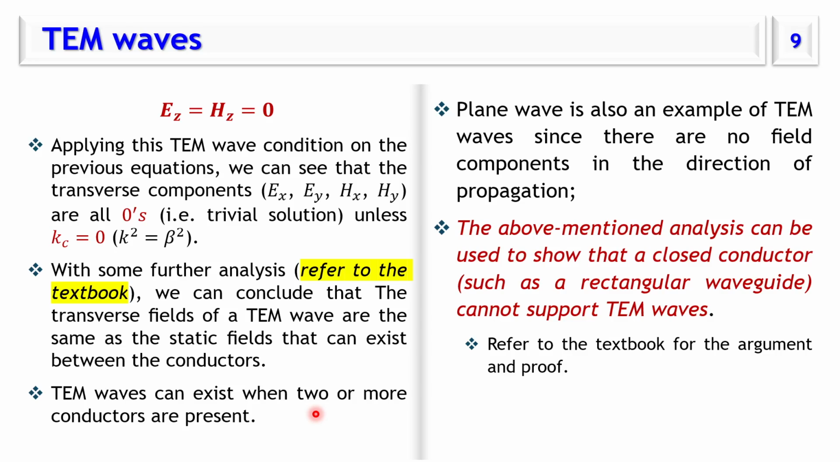Plane wave also is an example of transverse electromagnetic waves, and we studied this in 304 when we talked about uniform plane waves. This is a kind of transverse electromagnetic wave.